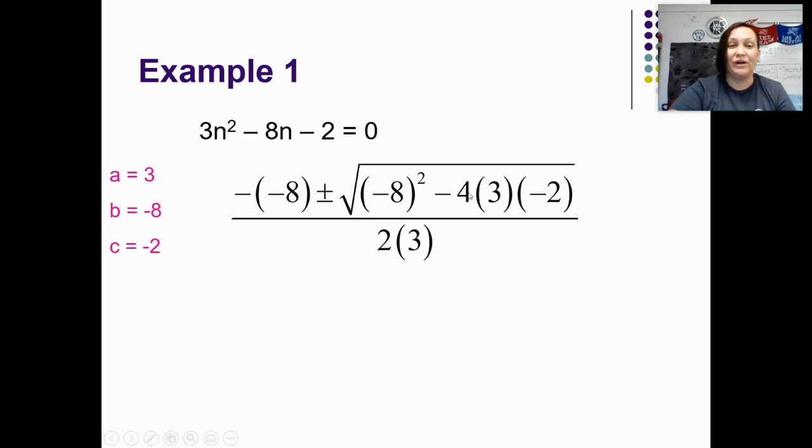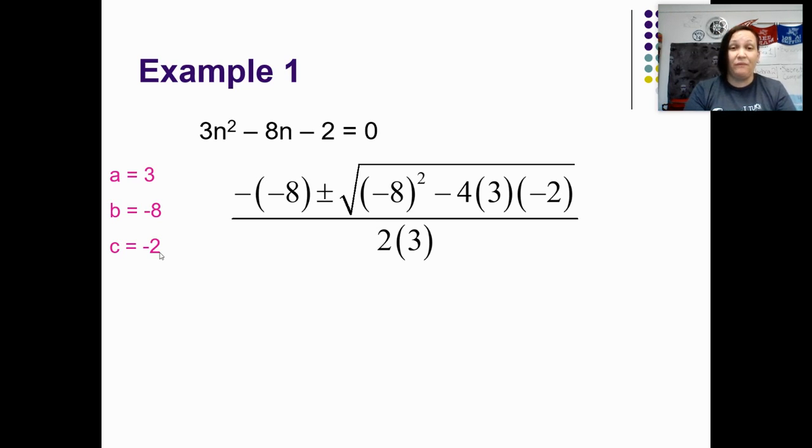Minus 4 times a, which is 3, times c, which is -2. And then big fraction bar across the whole entire problem. And then 2 times a on the bottom. And a again was 3.